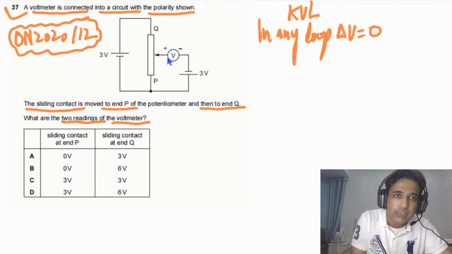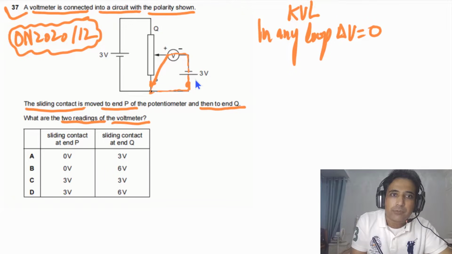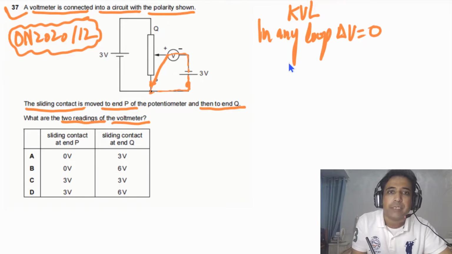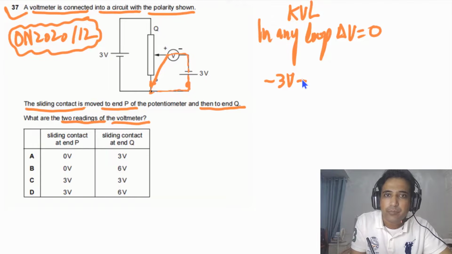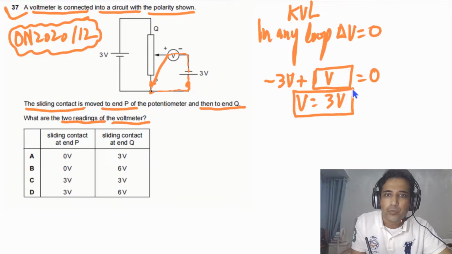So in this case, first of all, we will consider when the sliding contact is at end P. So we have to take one complete loop. So this is our complete loop now. We will start from this point. If we go from positive to negative, the potential is decreasing, so the change in potential will be negative. So we write minus 3 volts, plus the reading on the voltmeter, which is V, and it has to be equal to 0. So V in this case will be equal to 3 volts.